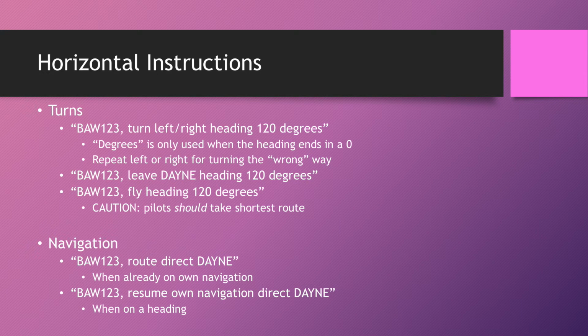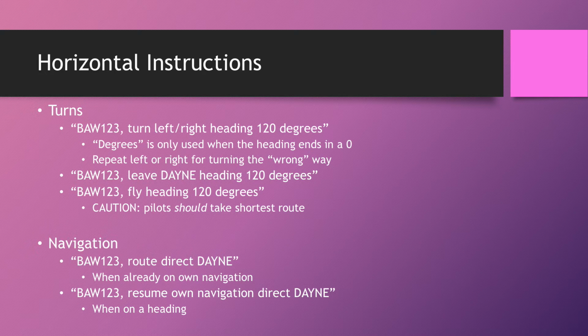It's a good idea to repeat the word left or right if you're turning the aircraft the wrong way. Let's just imagine the aircraft's flying north, so they're heading 360 degrees. Imagine you want to turn them heading 050 degrees. Now, the quickest way, obviously, is to make a right turn. But let's say, for whatever reason, you wanted the pilot to make a left turn, so to make a really long turn, and then roll out 050.